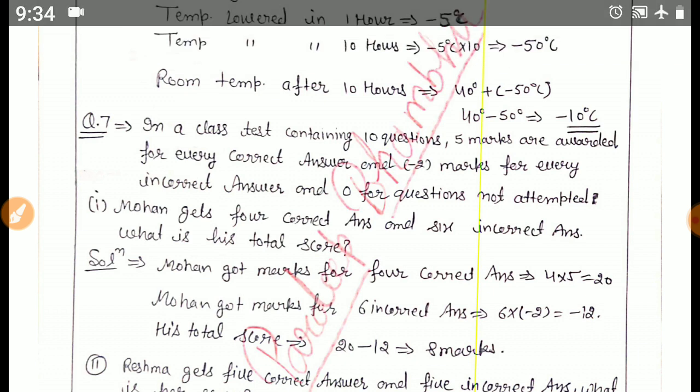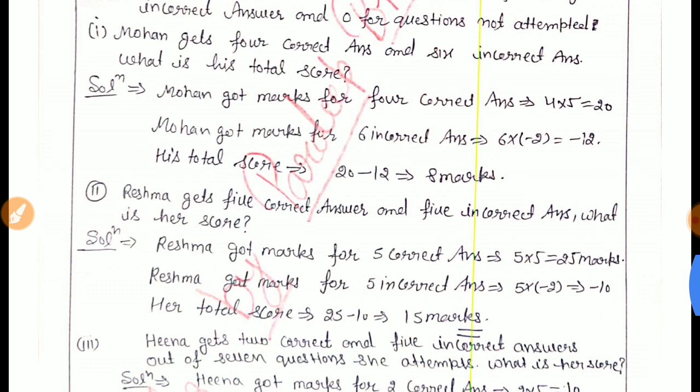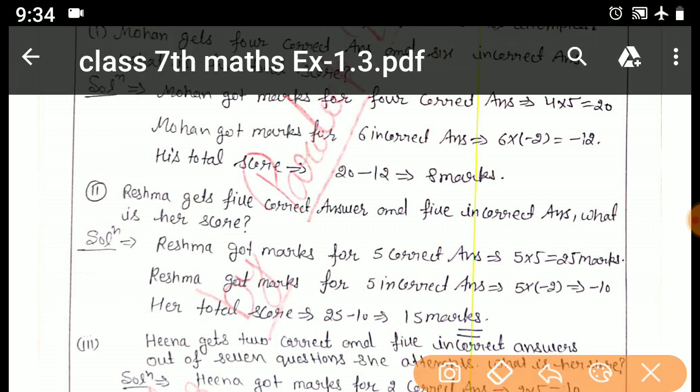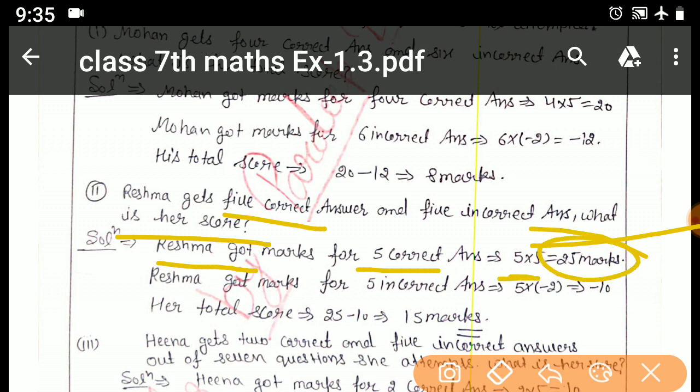Next, Resma gets 5 correct answers and 5 incorrect answers. Now what is her score? So for Resma, first of all we will find the marks obtained for correct answers. Now 5 marks for 1 correct answer, so for 5 correct answers we will multiply 5 by 5. This will give us 25 marks.